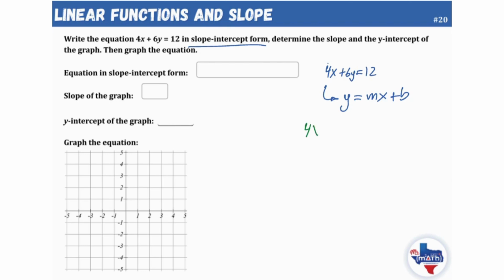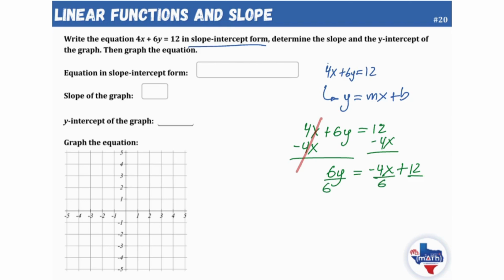We have 4x plus 6y equals 12. Because we're solving for y, I will subtract 4x on both sides of the equation. 4x on the left side will cancel out, and we'll have 6y equals negative 4x plus 12. Okay, then we need to divide each one of the elements by 6.